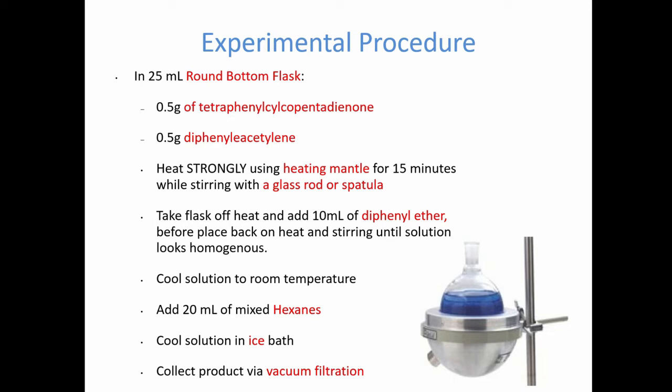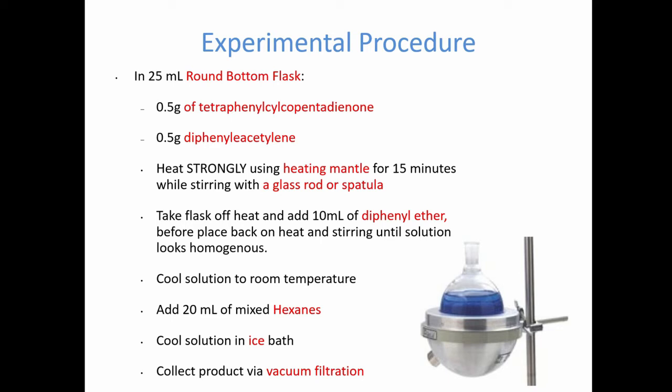So now the experimental procedure. You're going to start off by getting a 25 milliliter round bottom flask, and into this flask you'll add 0.5 grams of tetraphenylcyclopentadienone and 0.5 grams of diphenylacetylene. Once these are in the flask, you're going to heat this using a heating mantle as well as stirring the mixture for about 15 minutes. While you're stirring, what usually happens is the compound will go from purple to about a brown color.